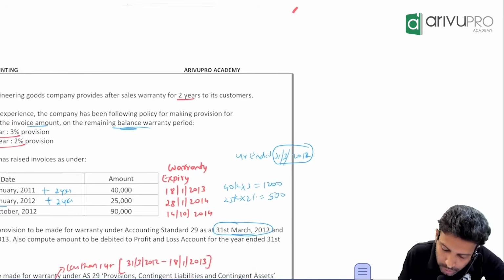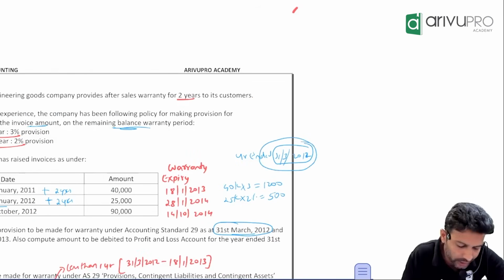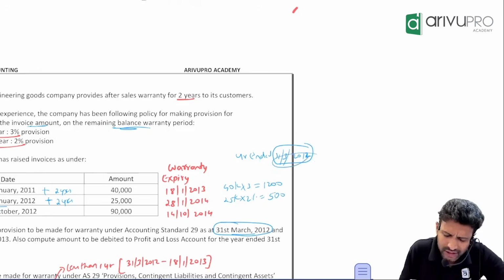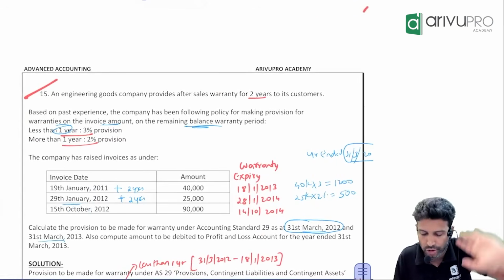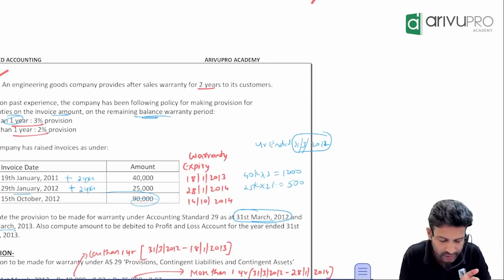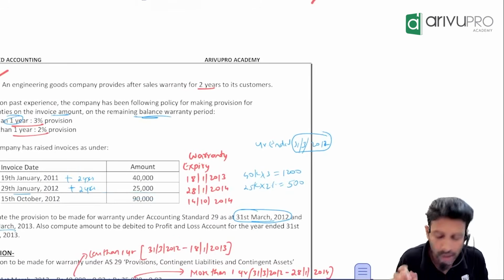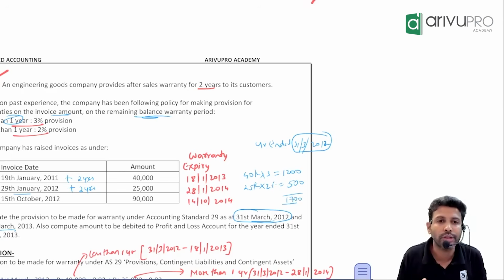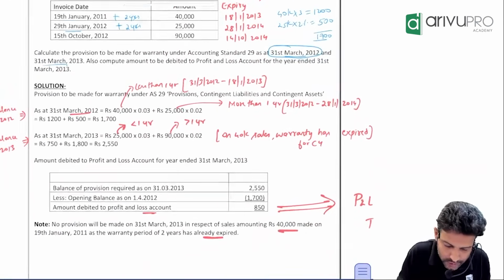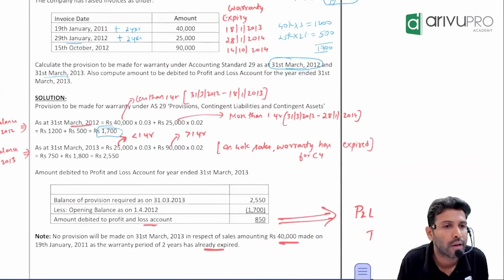Now the next sale you made was on 15th October 2012. Is 15th October 2012 a sale made in the current year or next year? The current year has ended on March, but this sale is made in October 2012. So should we make any provision for this in the current year or is it not required? So how much provision is required in the current year? Adding these together gives 1,700. That is the answer. For the first year, you will recognize a provision of 1,700.